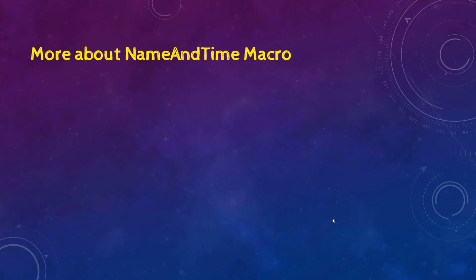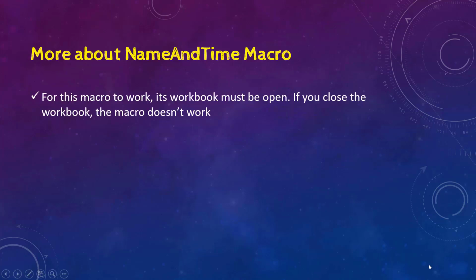By the time you finish this course, you will completely understand how the name and time macro works, and also you will be able to develop more sophisticated macros. For now, let us consider a few additional points about the macro. For this macro to work, its workbook must be open. If you close the workbook, the macro doesn't work. And the shortcut key we have assigned, Ctrl-Shift-N, has no effect.